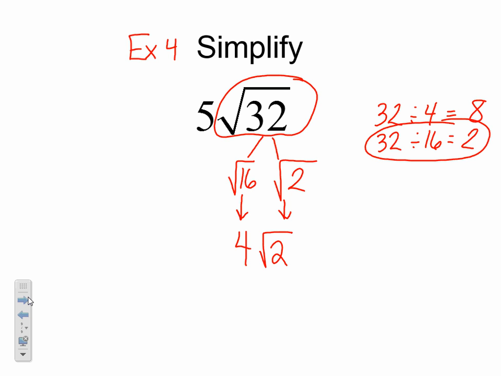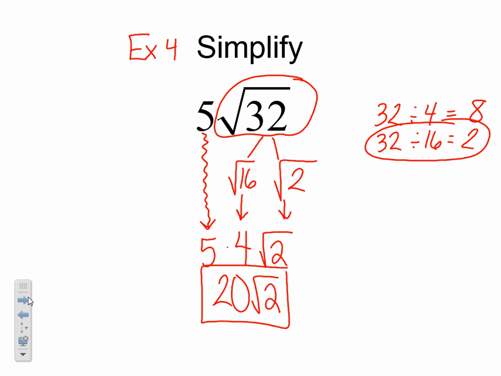And remember that 5 that was hanging out in front? It's going to plop right down next to that 4. Now that does not become 54 square roots of 2. It becomes a multiplication there, okay? There's no plus sign there. When there's no symbol like 3x, it means we multiply. So this is 5 times 4, making 20 square roots of 2. Here is my final simplified answer. 5 square roots of 32, further simplified, becomes 20 square roots of 2.